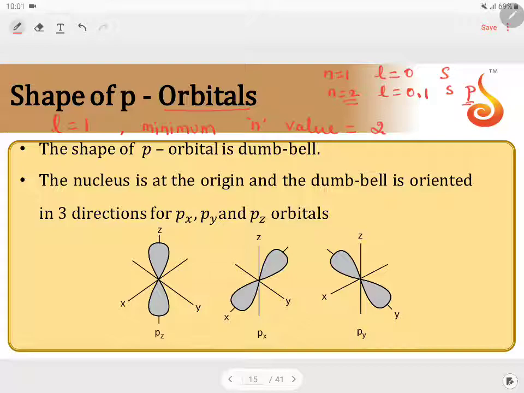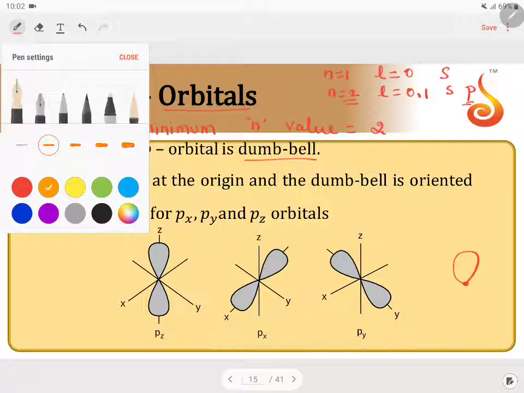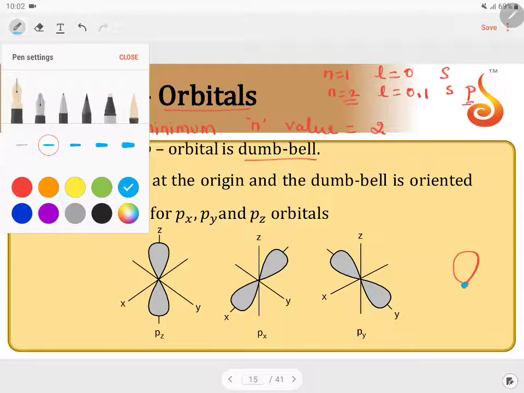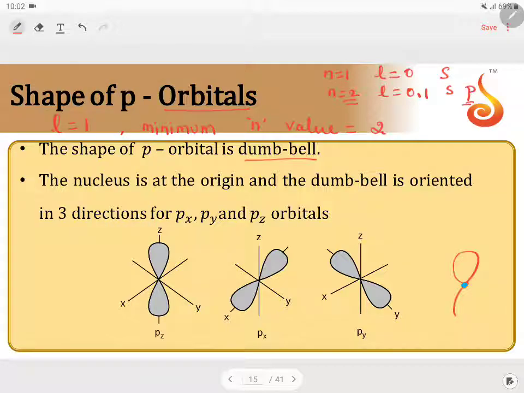Now, if you consider the shape of p subshell, it is dumbbell. When I say dumbbell, there are two lobes like this. The nucleus is at origin. This is the origin point. Then the two lobes are connected like this.